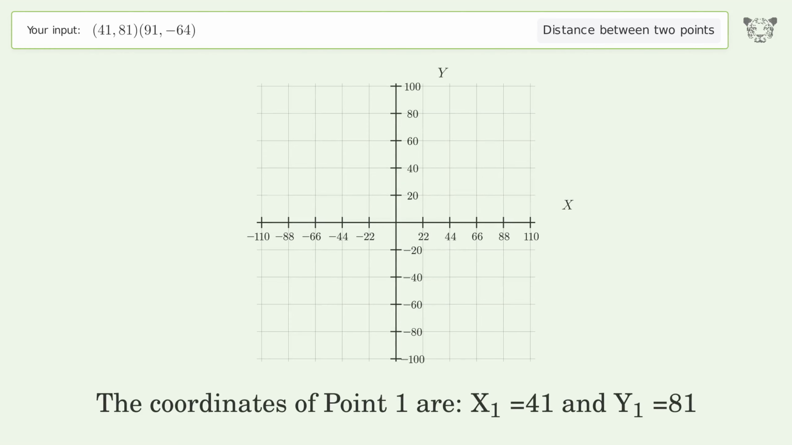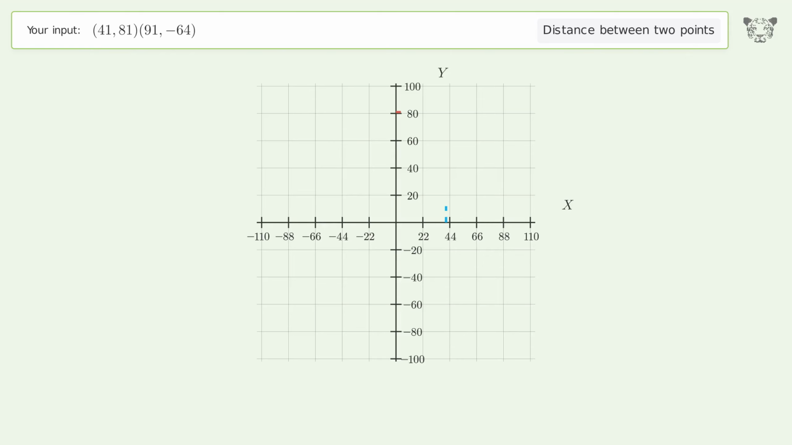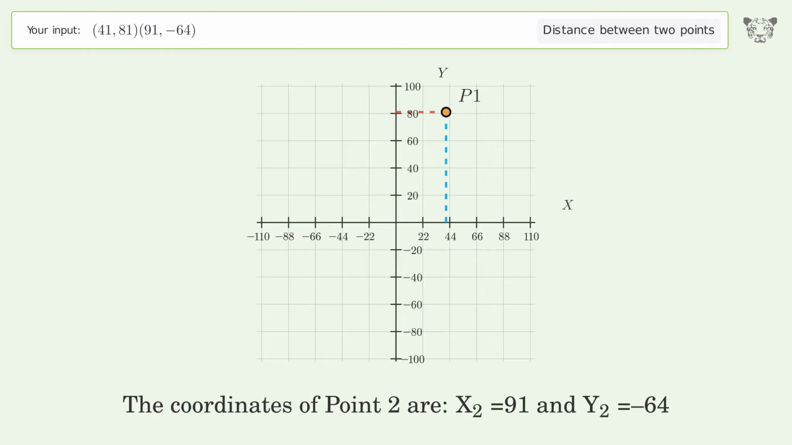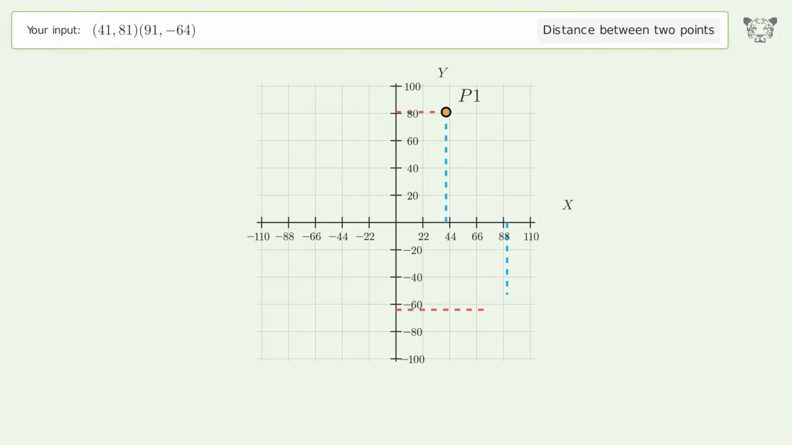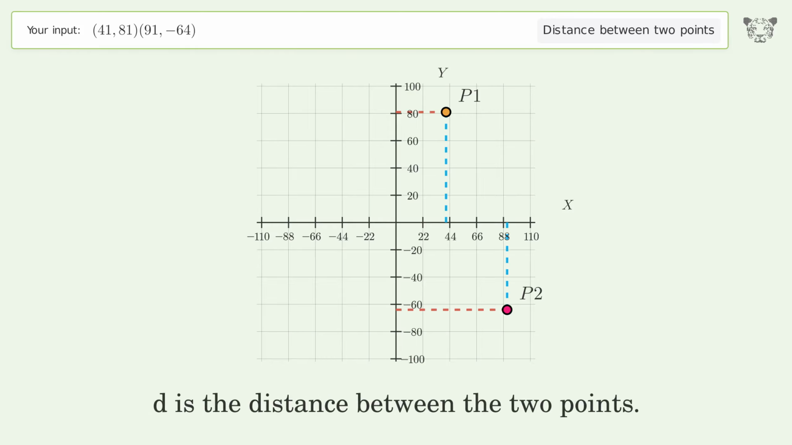The coordinates of point 1 are x1 equals 41 and y1 equals 81. The coordinates of point 2 are x2 equals 91 and y2 equals negative 64. D is the distance between the 2 points.